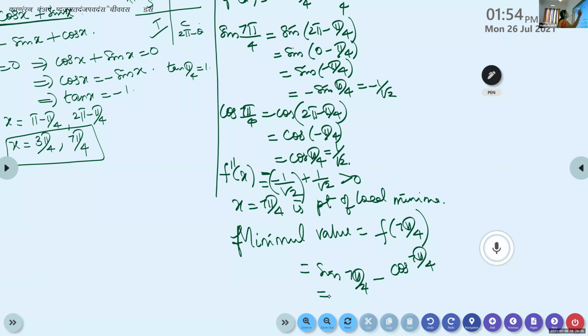Sin 7 pi by 4, the value we got is minus 1 by root 2, minus 1 by root 2. So we get minus 2 by root 2, which is equal to minus root 2. Therefore, the maximum value is positive root 2 and the minimum value is negative root 2.